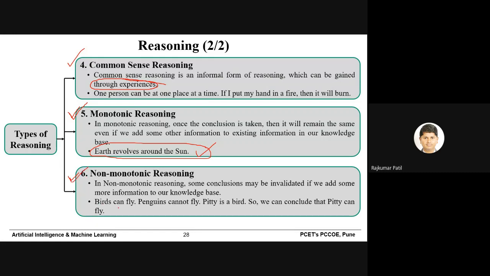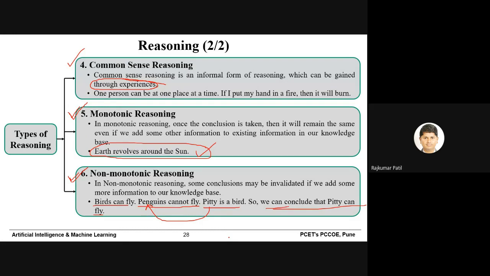Okay, so we will take two examples. First example is, we know that a bird can fly. This is very obvious. Then second observation, we know that penguins cannot fly. That also we know. Then a particular bird is PT. So we can conclude that PT can fly. Yes. And next time, suppose PT is a penguin, then your conclusion will change, that PT cannot fly. So this is again non-monotonic reasoning.